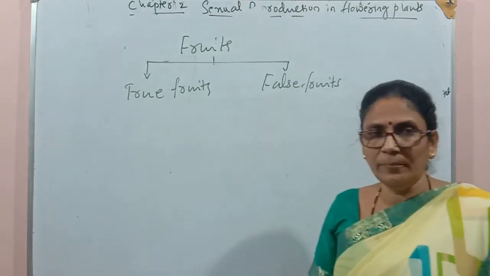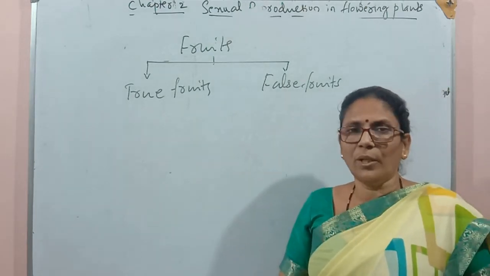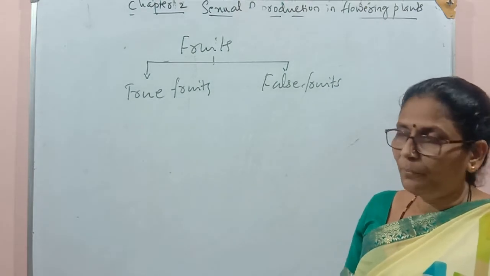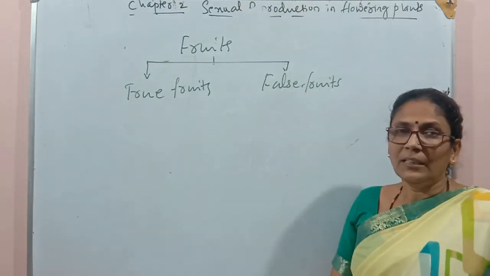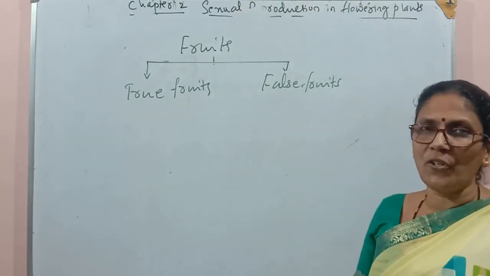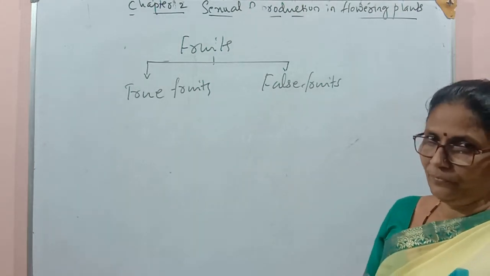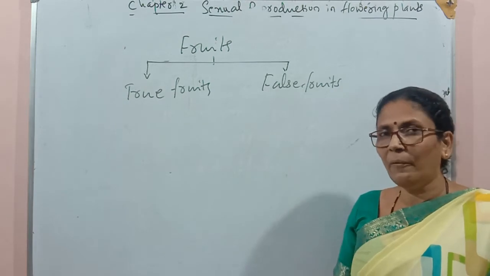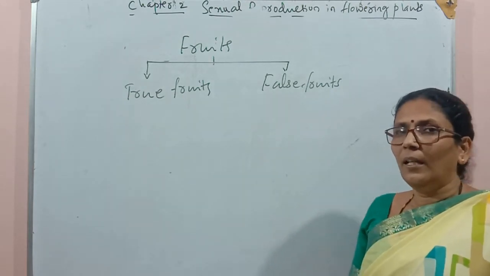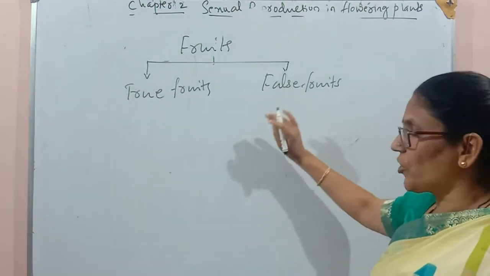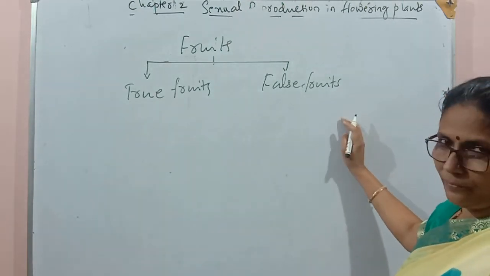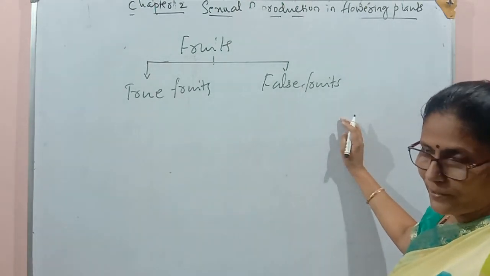Usually after fertilization, except the ovary, all other parts of the flower wither away. But sometimes the thalamus contributes to the formation of fruit. Such fruits are called false fruits. We may define false fruits as the fruits which develop from parts other than the ovary.